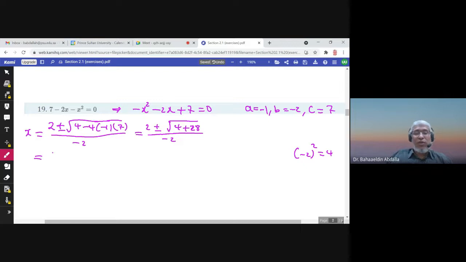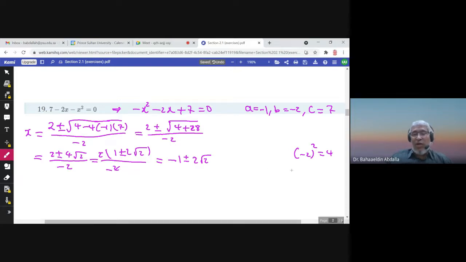So this would be 2 plus or minus square root of 32. So again, I can write it as 16 times 2. So it's 4 square root of 2 over negative 2. I can take again 2 as a common factor, and I can divide 2 by 2. But there is a minus here. So the final answer would be negative 1, minus plus, it doesn't matter. You can write it minus or plus 2 square root of 2.